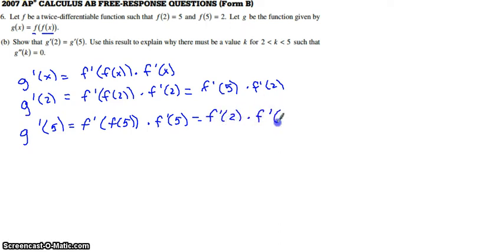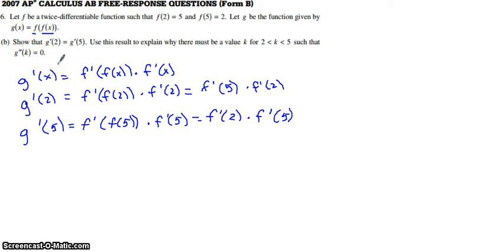Now if you compare these two results, although we don't know the numerical values of them, since multiplication is commutative, these two calculations are obviously equal to each other. So we've basically shown that g prime of 2 equals g prime of 5. Now it says use this result to explain why there must be a value k in between 2 and 5 such that g double prime of k equals 0.